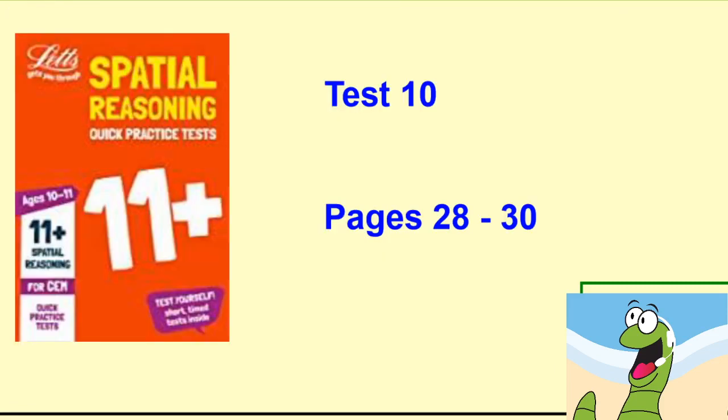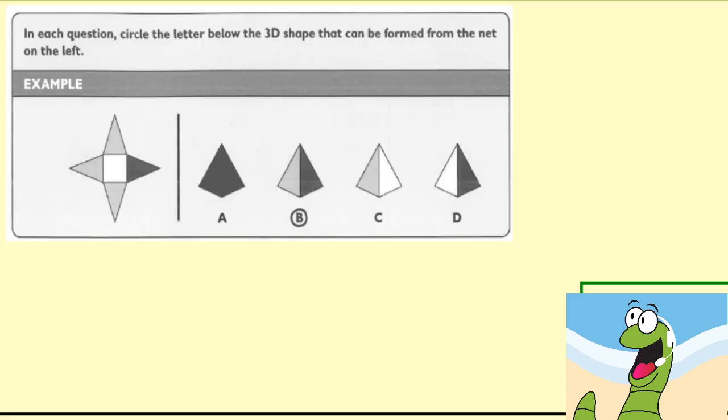So now we're going to have a look at test 10, and that is pages 28 to 30. Okay, let's make a start. These ones can be a bit more difficult, but actually not always as difficult as it seems.